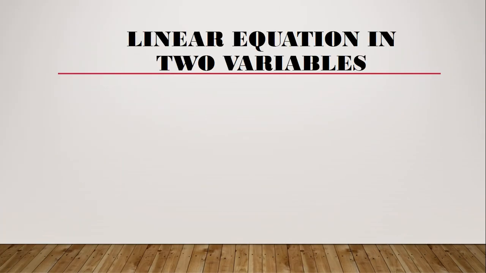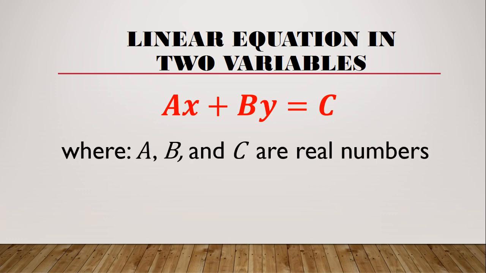Linear equations in two variables. So, ang form ng linear equation in two variables ay ganito. So, ax plus by is equals to c, where yung a, b, and c ay mga real numbers. Tapos yung a and b ay not equal sa 0. So, ibig sabihin, mga positive numbers and negative numbers.